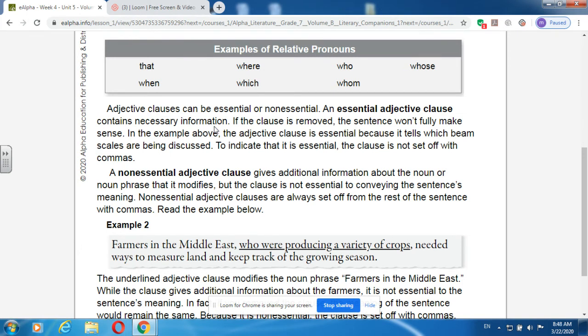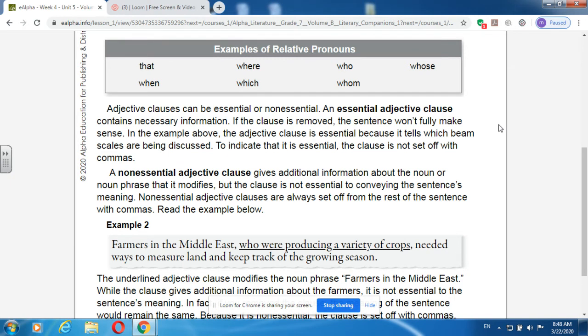An essential adjective clause contains necessary information. If the clause is removed, the sentence won't fully make sense. In the example above, the adjective clause is essential because it tells which beam scales are being discussed. To indicate that it is essential, the clause is not set off with a comma. If it was set off with a comma, it would be something different.